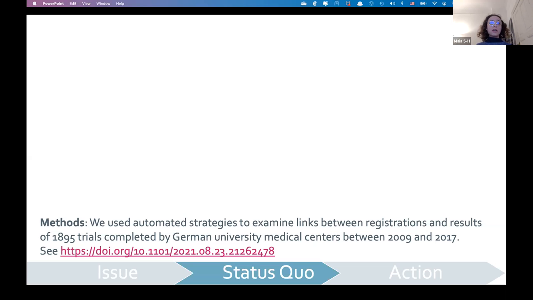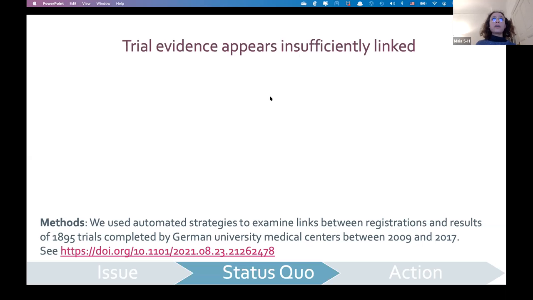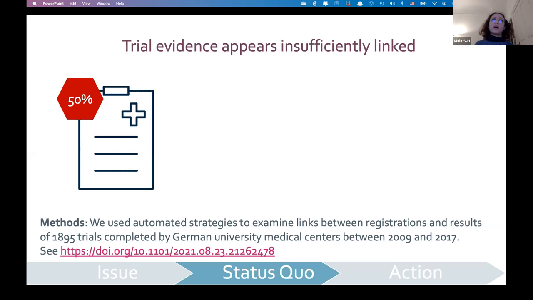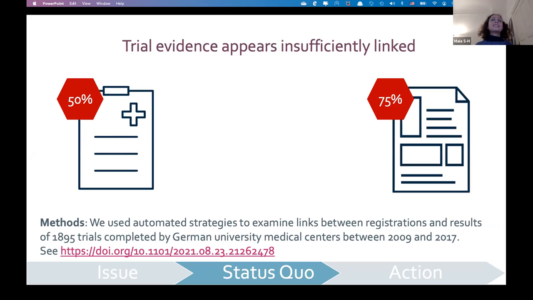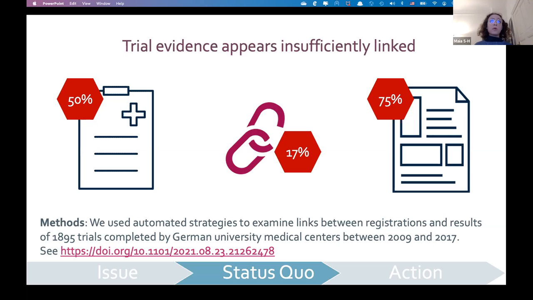And then we used automated strategies to examine these links. I won't go into those methods anymore, but you can see the preprint at that DOI with the slides up on Zenodo. In terms of our findings, in brief, we found that the trial evidence wasn't being sufficiently linked. And just to put some numbers behind that, 50% of registrations did not have the DOI to the publication, and 75% of publications did not have the registration number in both the abstract as well as in the full text. And even more severe was that 17% of the trials had absolutely no links. You could not connect the registration and the publication without extensive manual searches.